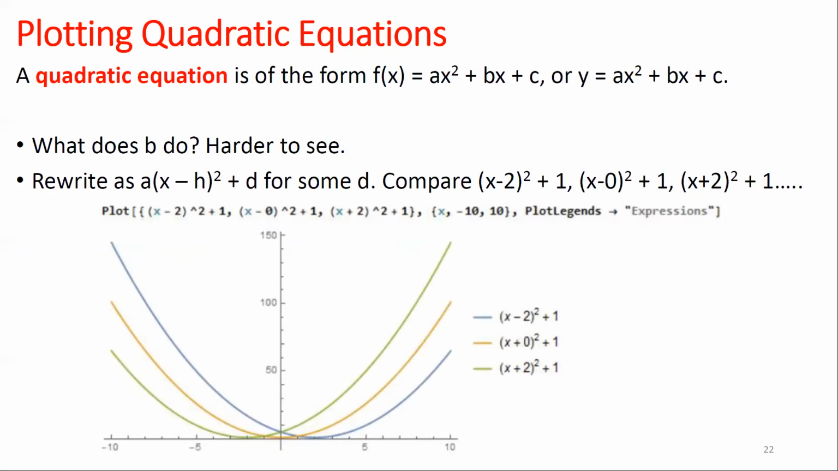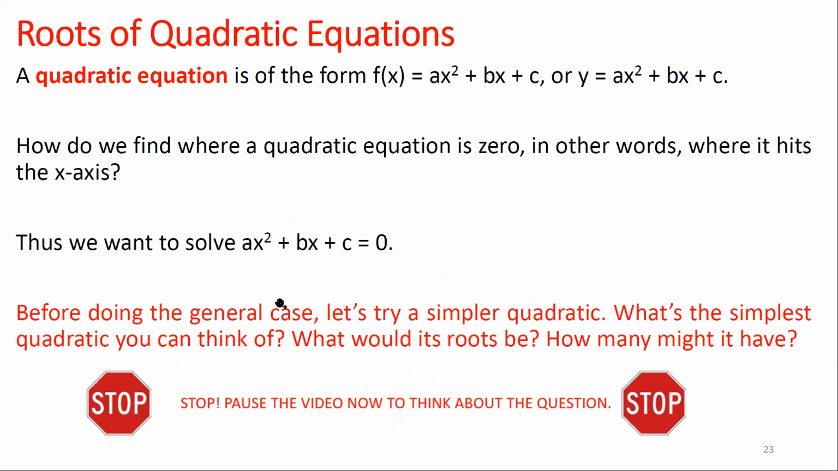And what we're seeing here is, even though we might write the quadratic as ax squared plus bx plus c, if we want to plot it, it's much easier if we write it like this. If we write it like this, what does d do? Moves it up and down. What does h do? Moves it left and right. What does a do? It affects how rapidly it grows. And so frequently in math, there's more than one way to write things, and different ways will be more tractable than others.